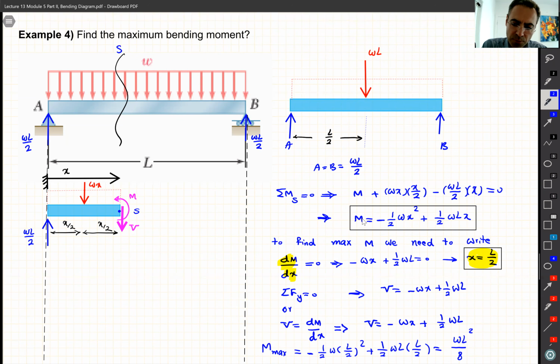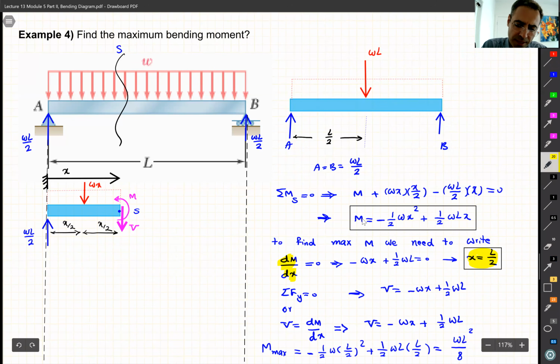If you have a distributed load like this one, the maximum is going to be in the middle. And this is the maximum value for M. Right? You can use it as a formula later when you design a beam, a simple beam like that one.